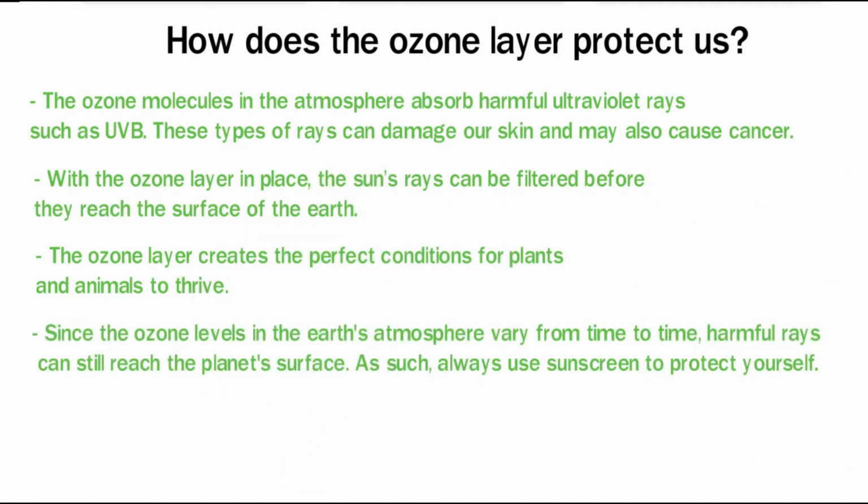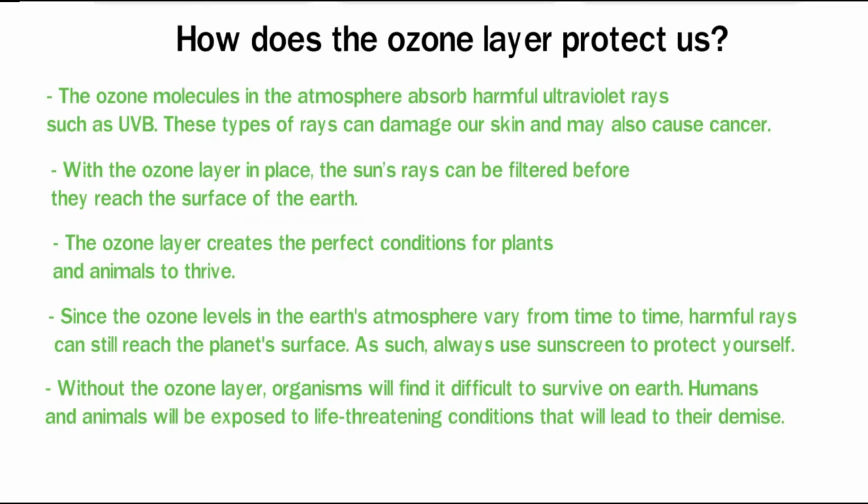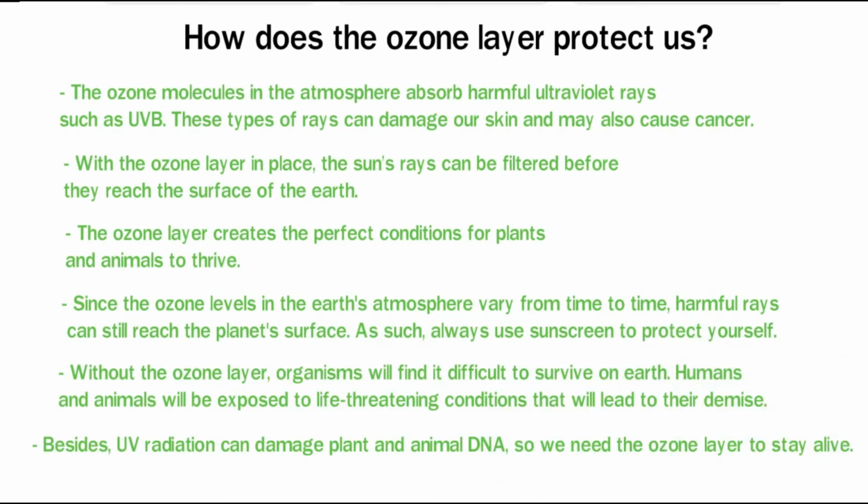Since the ozone levels in the Earth's atmosphere vary from time to time, harmful rays can still reach the planet's surface. As such, always use sunscreen to protect yourself. Without the ozone layer, organisms will find it difficult to survive on Earth. Humans and animals will be exposed to life-threatening conditions that will lead to their demise. Besides, UV radiation can damage plant and animal DNA, so we need the ozone layer to stay alive.